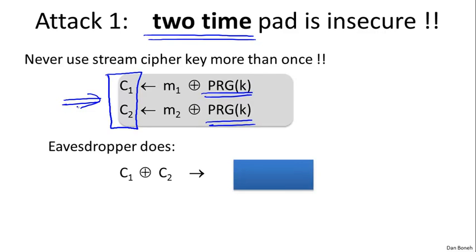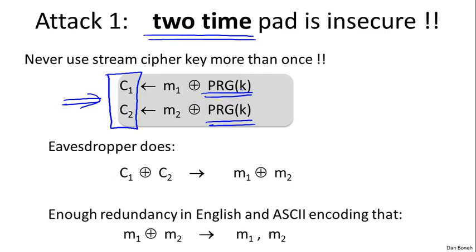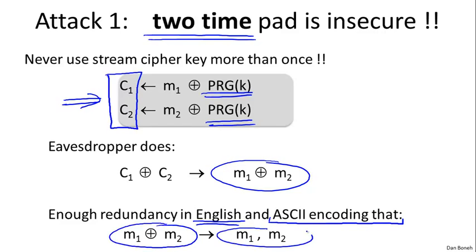I hope everybody sees that once you XOR C1 and C2, the pads cancel out, and what comes out of this is the XOR of the plaintext messages. And it turns out that English has enough redundancy such that if I give you the XOR of 2 plaintext messages, you can actually recover those 2 messages completely. More importantly for us, since these messages are encoded using ASCII, ASCII encoding has enough redundancy such that given the XOR of 2 ASCII encoded messages, you can recover the original messages back. So essentially, given these XORs, you can recover both messages.